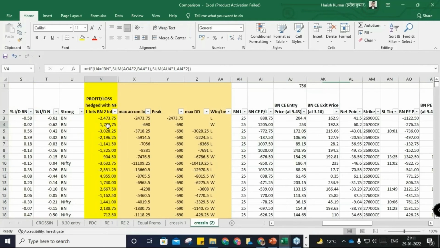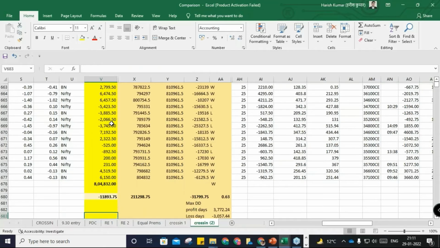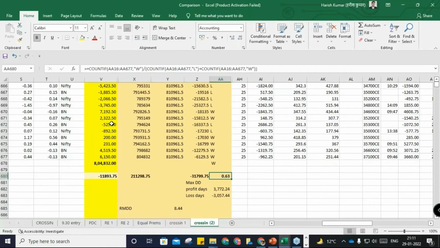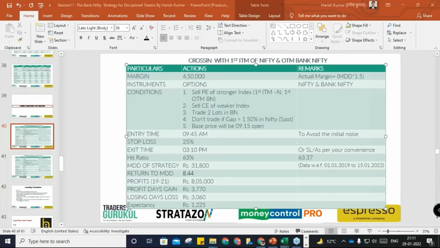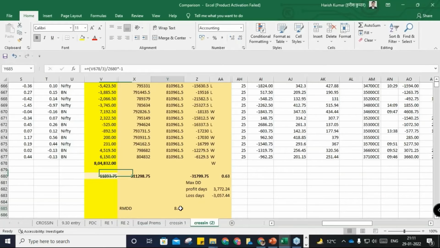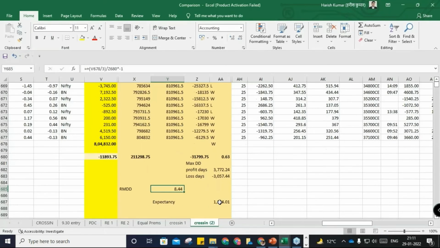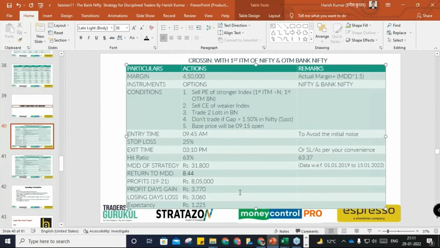This is one. Eight lakh 5,000. Expectancy is 1224. Hit ratio is 0.63, 63%. So if we compare all of these strategies, we find that this strategy is best amongst all, right?